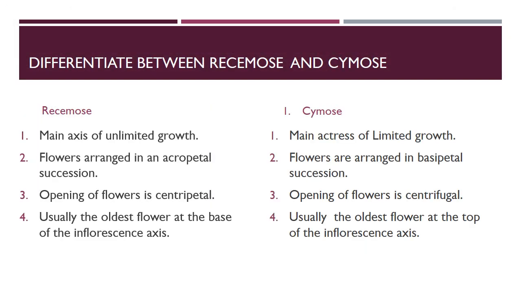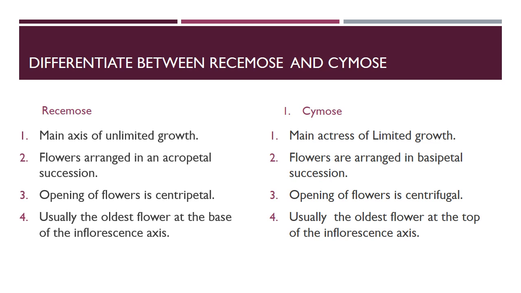Okay. Before we learn the four types of inflorescence: first is indeterminate, second is determinate, then mixed inflorescence, and special inflorescence. The first two are racemose and cymose. Now we are going to see the difference between racemose and cymose. Racemose is also called indeterminate, and cymose is also called determinate.